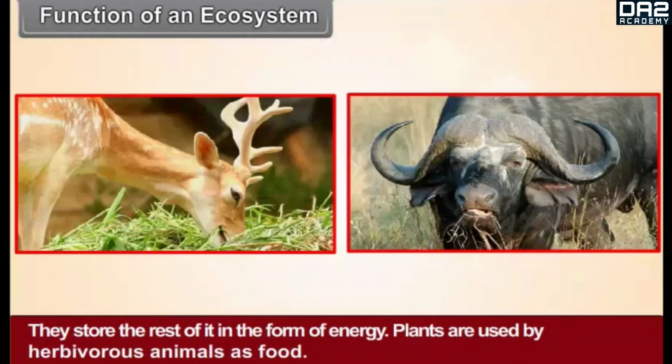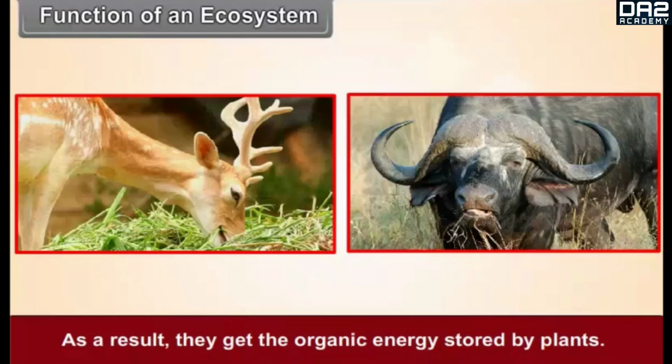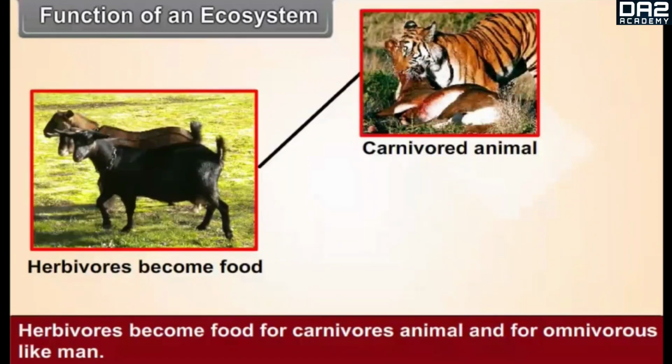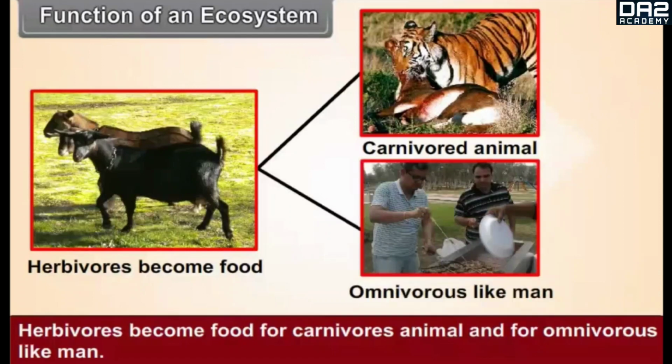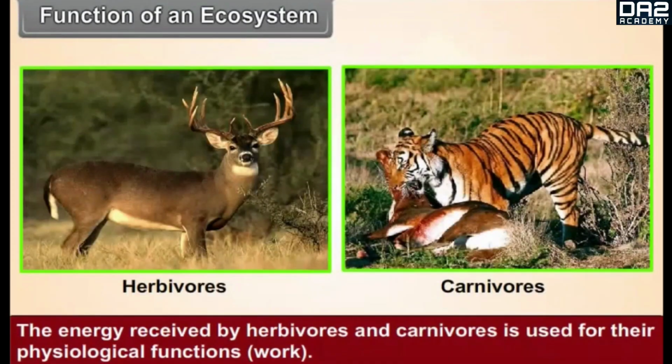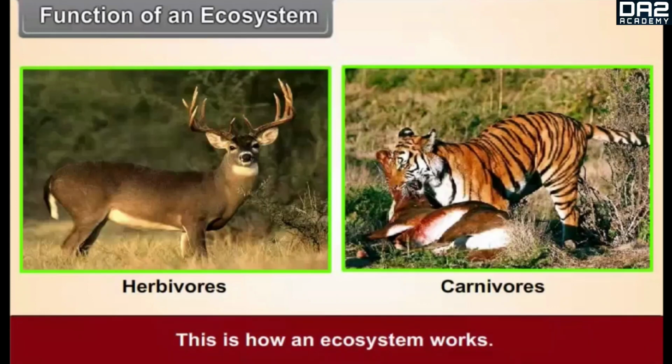Plants are used by herbivorous animals as food. As a result, they get the organic energy stored by plants. Herbivores become food for carnivorous animals and for omnivores like man. The energy in the form of food enters the body of the carnivores. The energy received by herbivores and carnivores is used for their physiological functions, that is, work. This is how an ecosystem works.